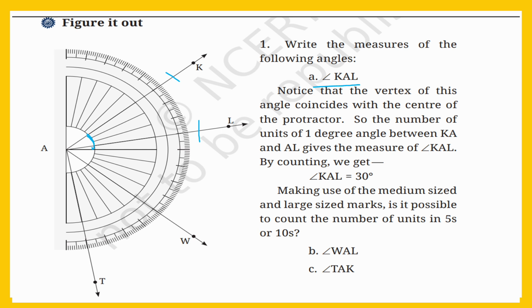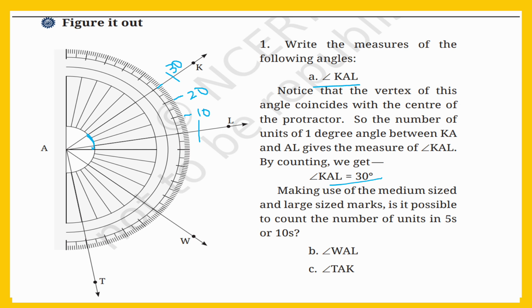See, between any two large sized marks, there are 10 units of 1 degree angle. So, up to here, we have 10 degree. Then here, again, a large sized mark, so 20. Then again one more large sized mark, so 30 degree. So the measure of angle KAL is 30 degree. Then, making use of the medium sized and large sized marks, is it possible to count the number of units in 5s or 10s? Yes, it is possible. We had done it in the same way.